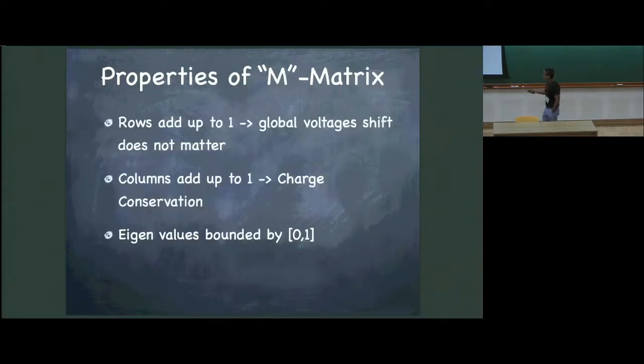So what are the properties of this M matrix, the current splitting matrix? What you have to ensure is that if I globally increase all the voltages, nothing should change. Essentially, the net current on each of the branches should not change. So that imposes that the rows should add up to 1. The columns should add up to 1 because of charge conservation. And of course, we should not dissipate more power than what you put in. That ensures that the eigenvalues are bounded between 0 and 1. So that is the property.